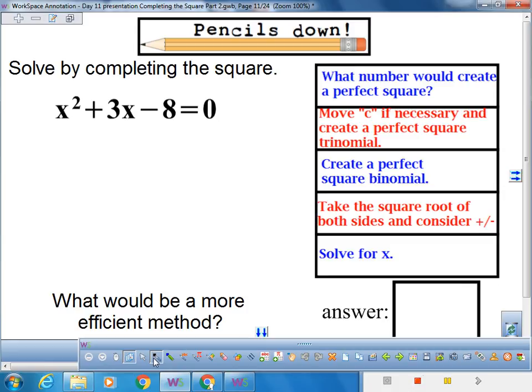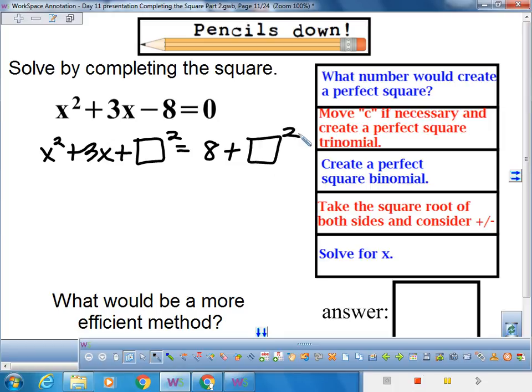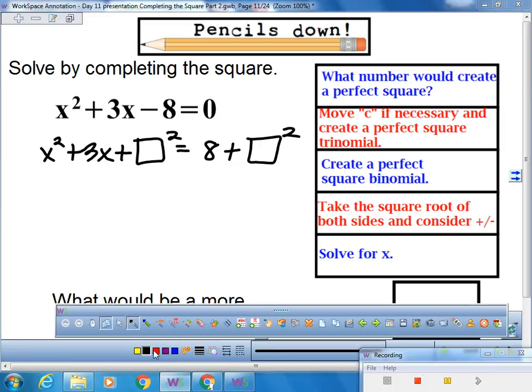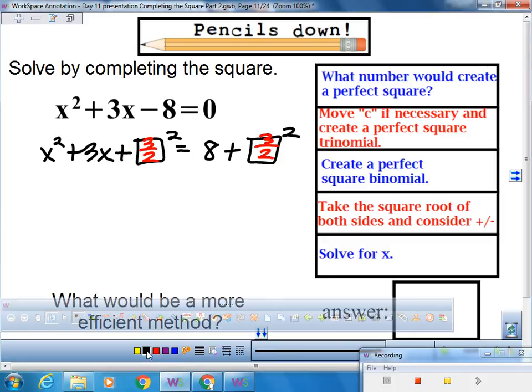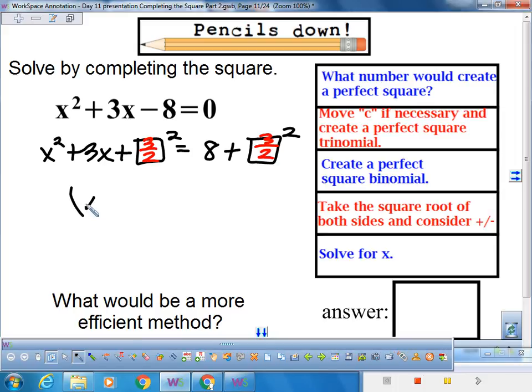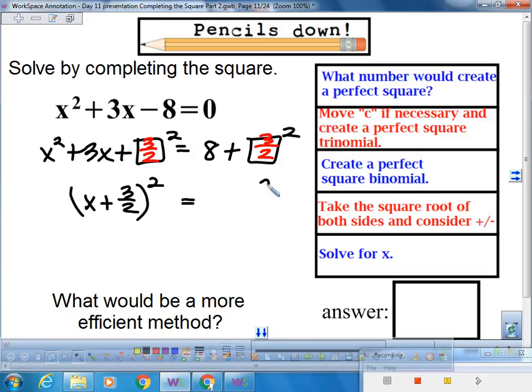So obviously this does not make a perfect square. So I have x squared plus 3x plus something squared equals positive 8 plus something squared. That something squared is 3 cut in half, squared. So my perfect square binomial is going to be x plus 3 halves squared. Aaron, x plus 3 halves squared equals, this is going to be 9/4, correct?